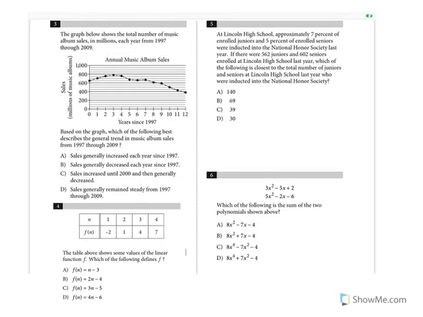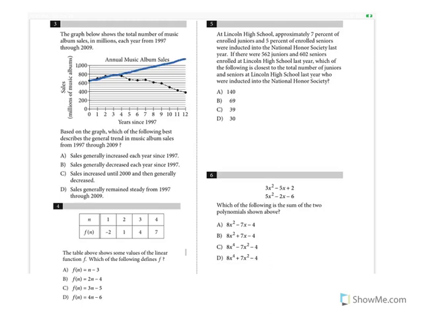The graph below shows the total number of music album sales in millions each year from 1997 through 2009. Based on the graph, which of the following best describes the general trend in music album sales from 1997 through 2009? So on questions like this, now we need to not only read the question carefully, but make sure we read each answer choice carefully. So sales generally increased each year since 1997. Well, we have to understand on graphs and increasing, we have years and sales, that a general increase each year would mean it continues to go up all the way until 1997.